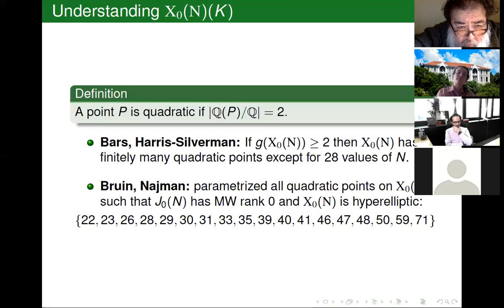I just want to emphasize here, this is a finite list of n. So we're talking about a finite list of curves. But when I say quadratic points, I mean the points that are defined over any quadratic field. So the list of fields is infinite. Even though the degree is fixed, the fields are infinite.